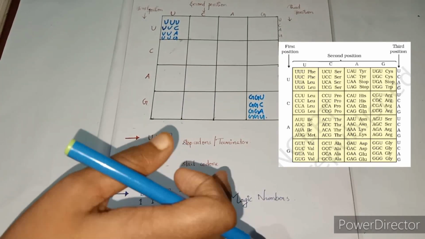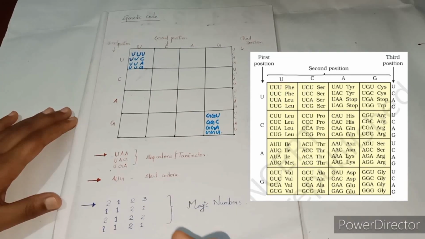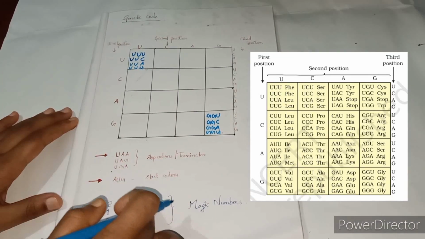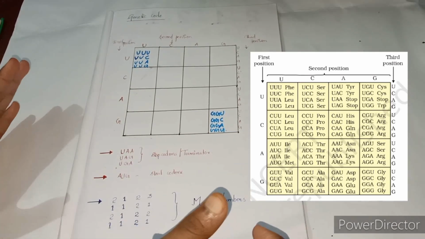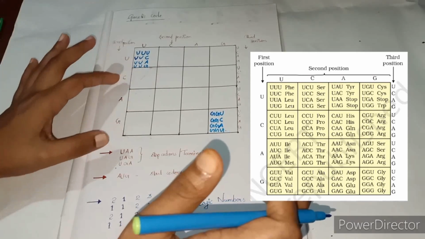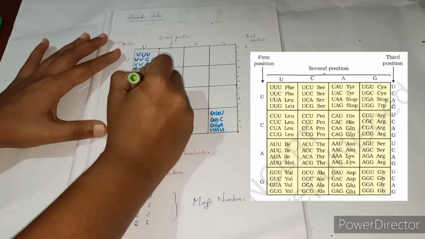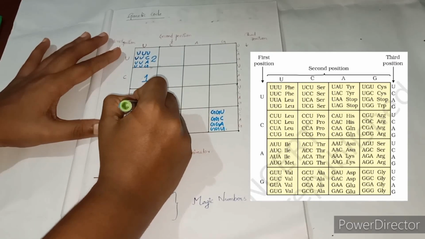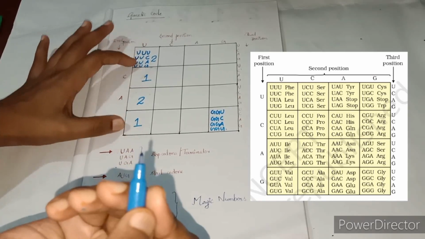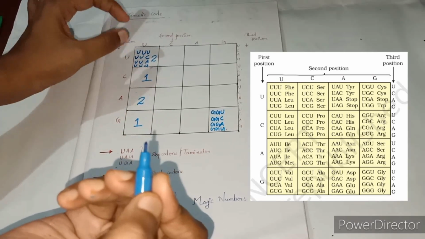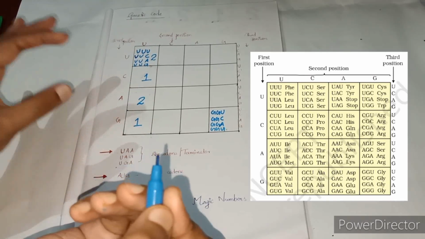And today we are giving you an amazing trick to remember this. For this, we have to remember these numbers. Let's call them magic numbers. Just remember these magic numbers. For the first vertical column, we give 2, 1, 2, 1. These numbers just indicate the types of amino acids present in each box.